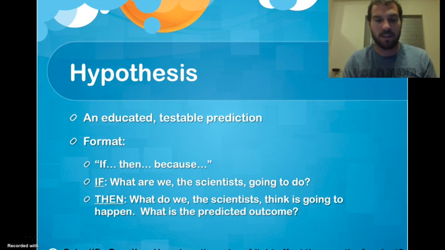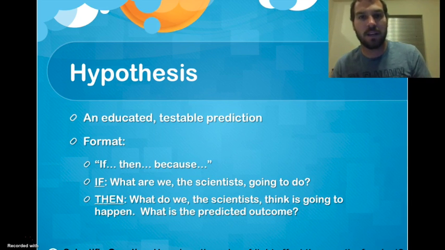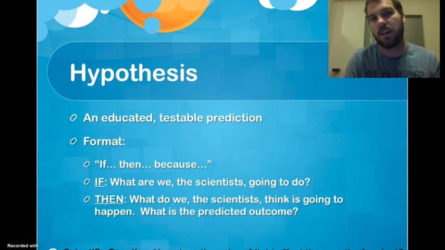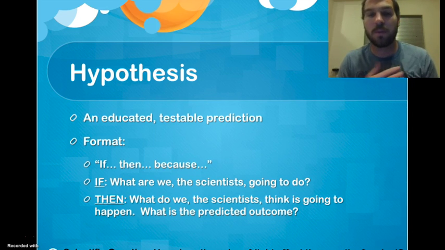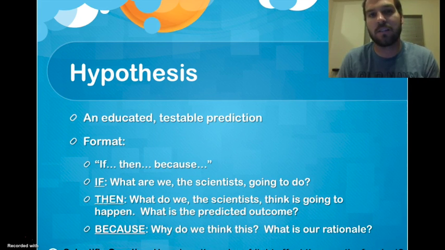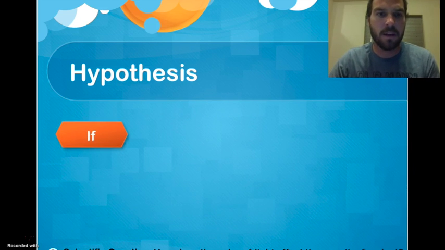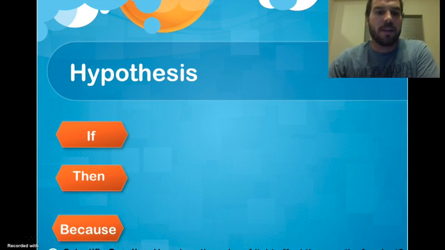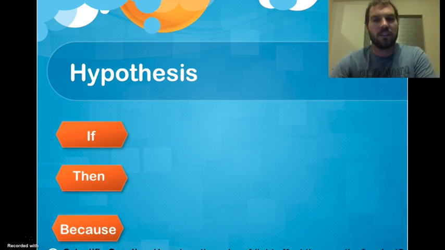So we have if, our manipulated variable, what are we going to do? Then, our responding variable, what do we predict? And then because, it's just what do we think this? What's our rationale for thinking this? Okay, so if, then, because. So let's take a closer look. Here we go. If, then, because. We're going to use an example.